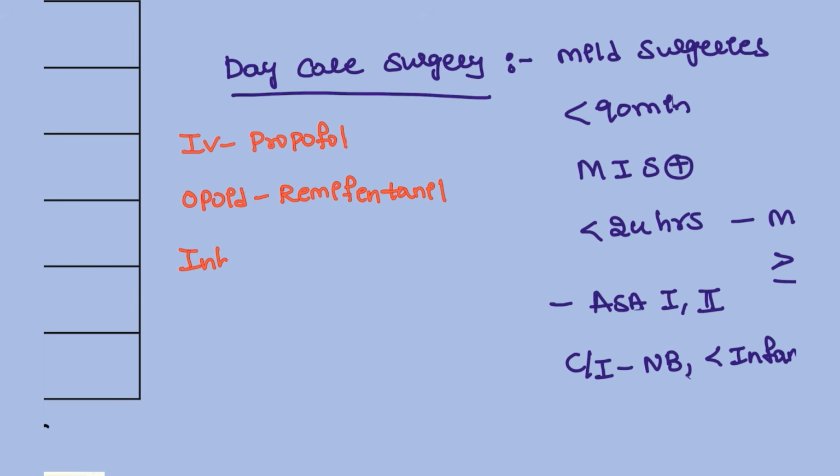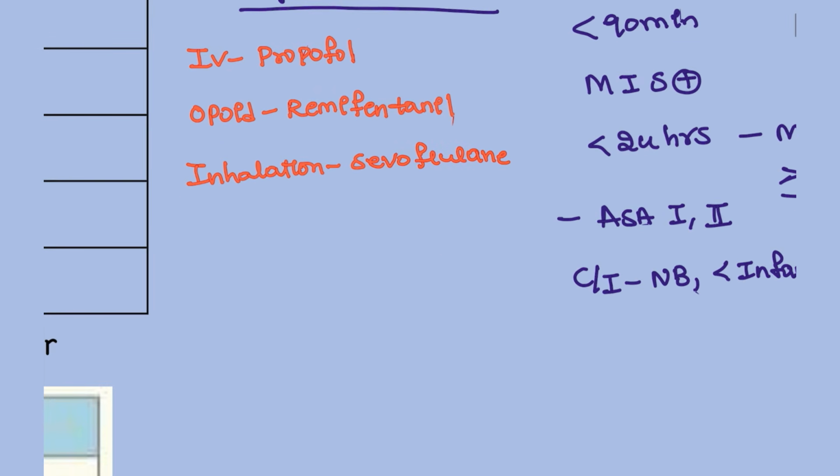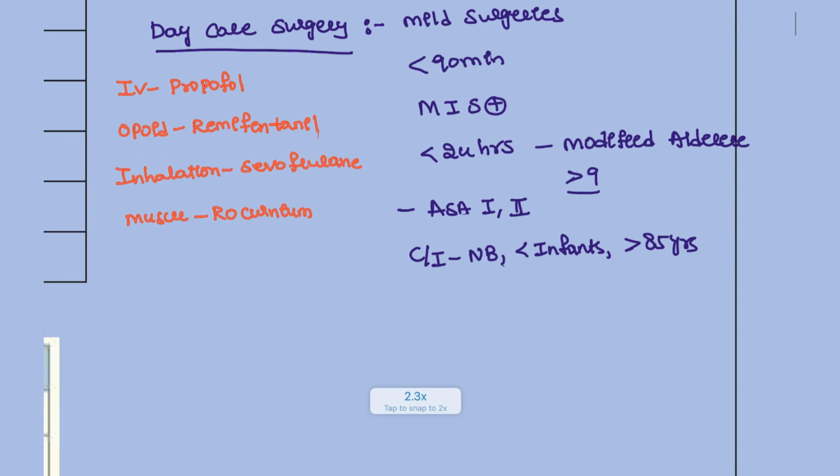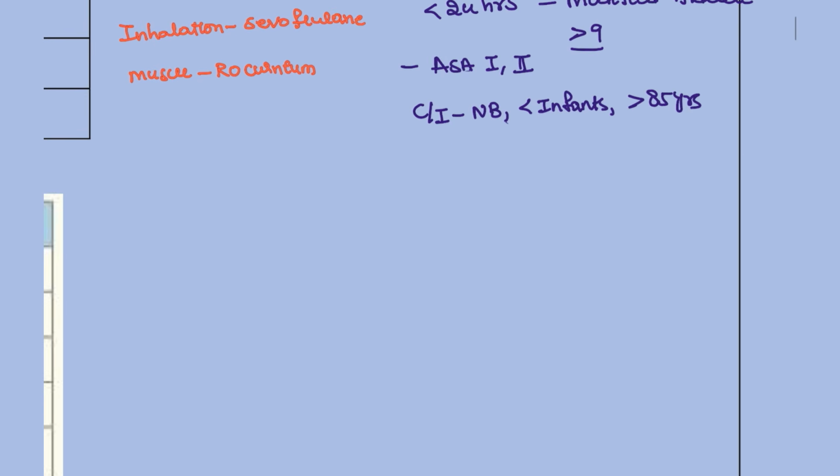And the inhalation drug, if we take, is sevoflurane. Sevoflurane is good for children also, that's why we will be using sevoflurane. Next, for muscle relaxants you can use rocuronium for these patients. These are some of the criteria and some of the drugs used for daycare purposes. For daycare surgery, or any other surgery, we have to follow the PAC.